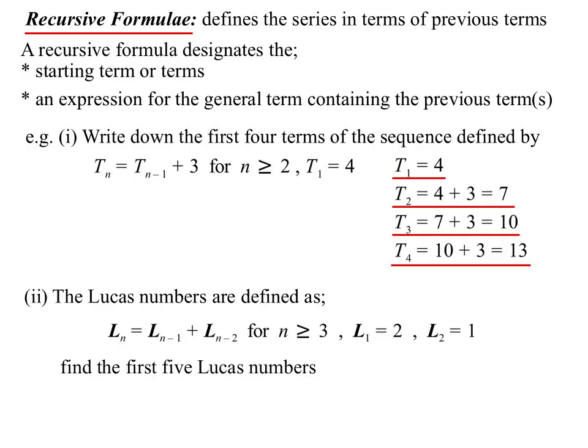So if I have to find the first 5, alright, well it's 2 and 1. To get the next one, I add the 2 previous. 2 and 1 is 3. 3 and 1 is 4. 4 and 3 is 7. So that's how the Lucas numbers go.